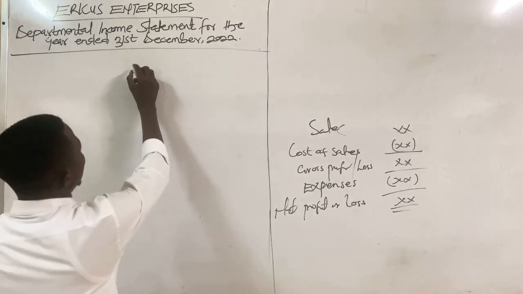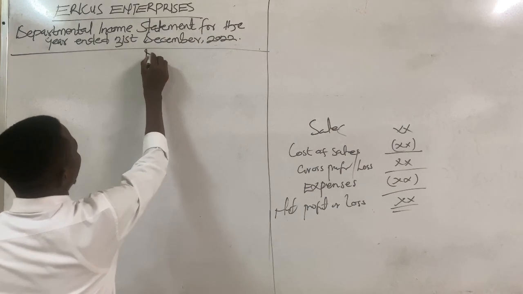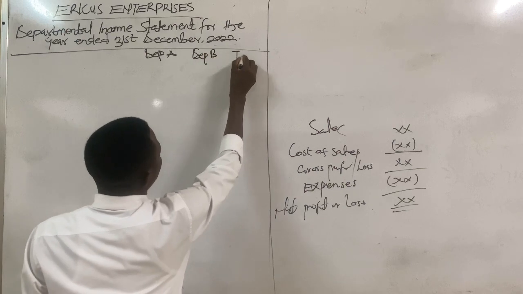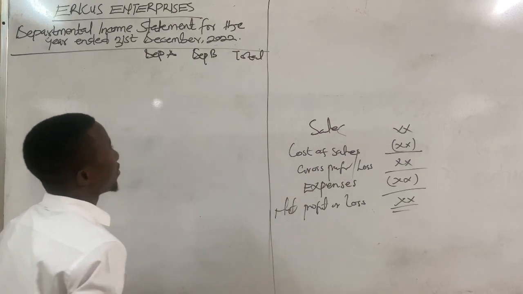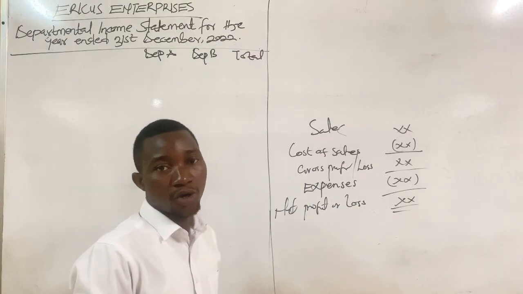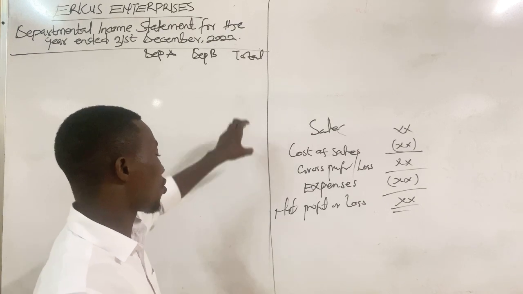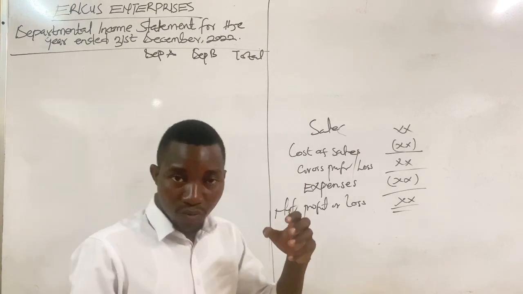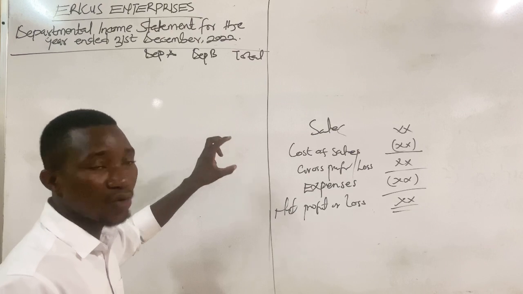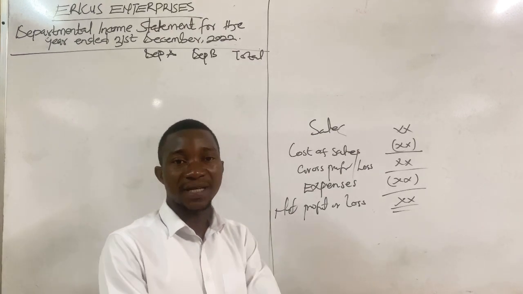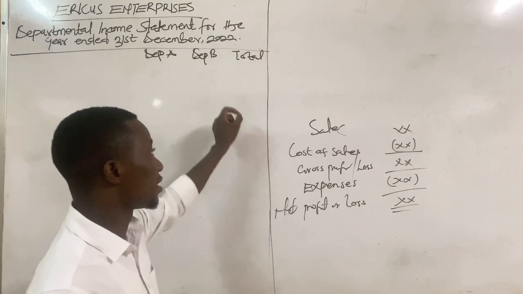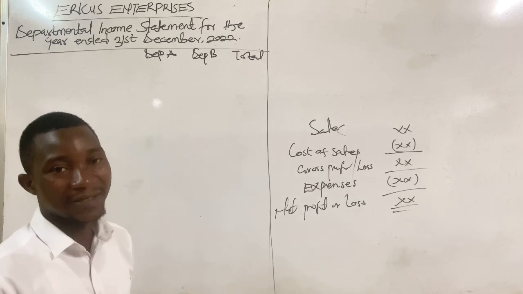So from the question, we have Department A, we have Department B, we have the total. The reason why we are bringing the total is that the total will show us the net profit or loss of the business as a whole. So it is the total column of the net profit that we'll be using to prepare the final statement of financial position. For instance, the closing stock that will be used to represent a current asset in the final statement of financial position will be taken from the total column, but not the individual departments.